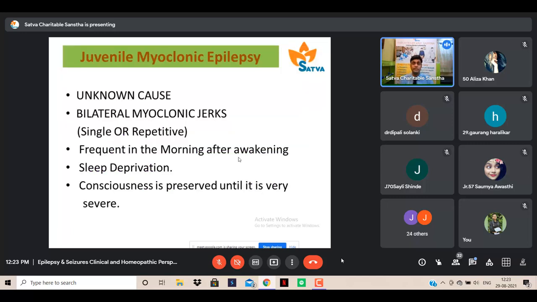One first category is juvenile myoclonic epilepsy, which has no cause. It may have myoclonic jerks, which I have told you about, as seen in myoclonic seizure. So the same thing is seen in this also. It generally happens in the morning time after you get up, and with sleep deprivation. Consciousness is preserved until it is a very serious type. So here again the consciousness is preserved.